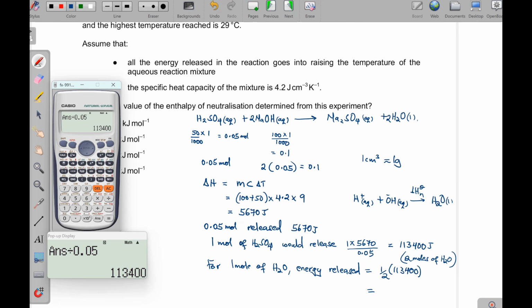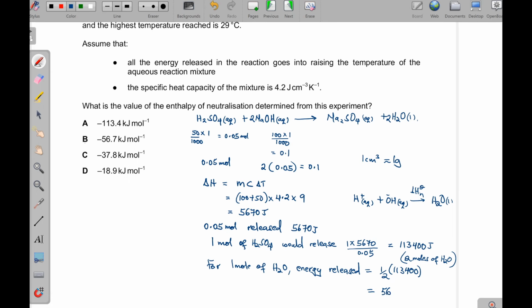So the answer I'm having here, divide it by 2, we get 56700 joules. Because this one will be per mole, because we are looking for 1 mole. You see that? Then you divide by 1000, so it will be 56.7 kilojoules per mole.